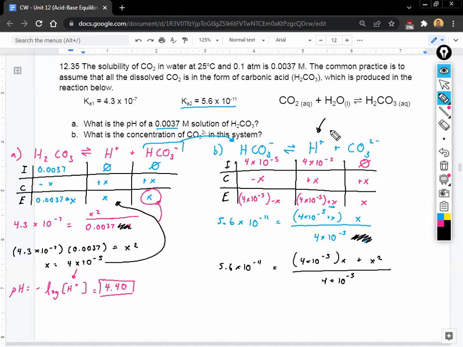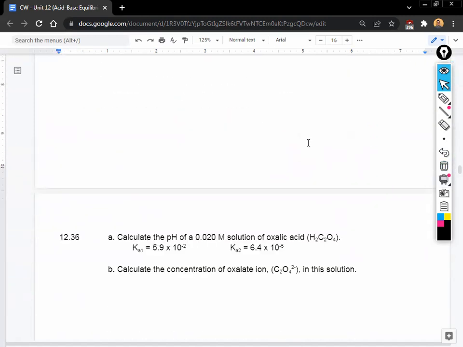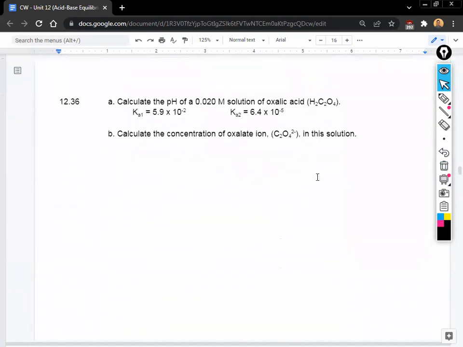All righty. So we got about 10 minutes left. And in that time, I want you guys to try the last problem. Okay, 12.36. And that'll be the last one for the day. I want you guys to do basically the same thing. I want you to calculate the pH of this compound right here. I gave you the Ka values. It's basically the same thing that we did.